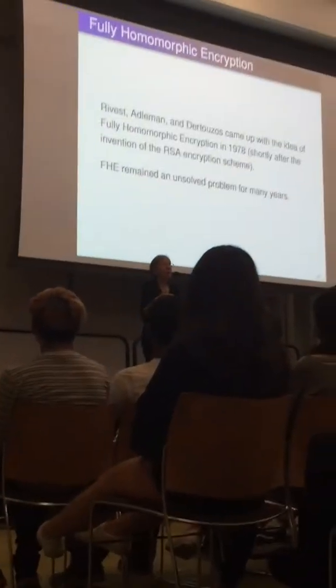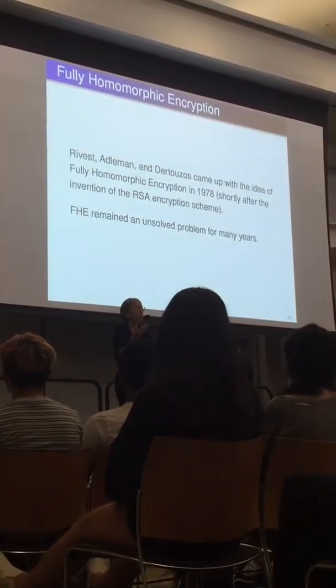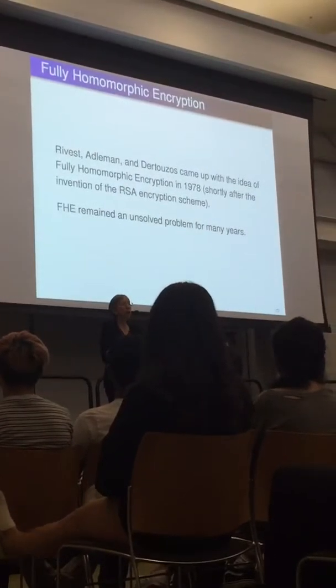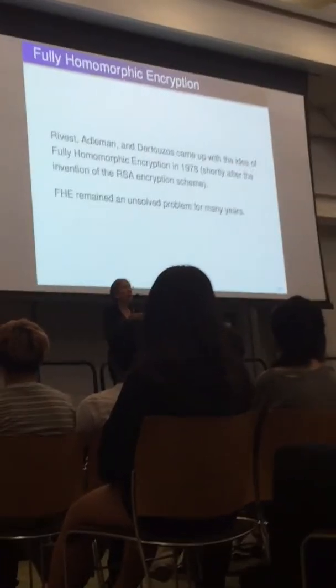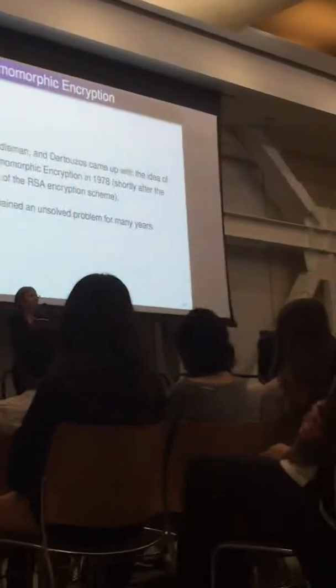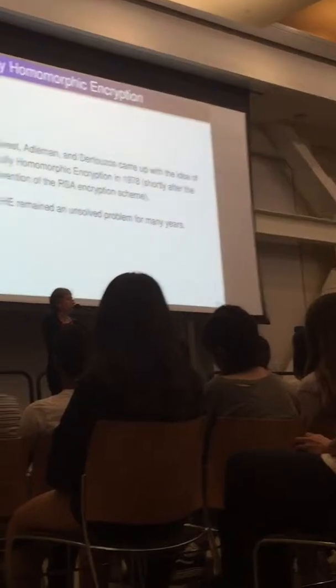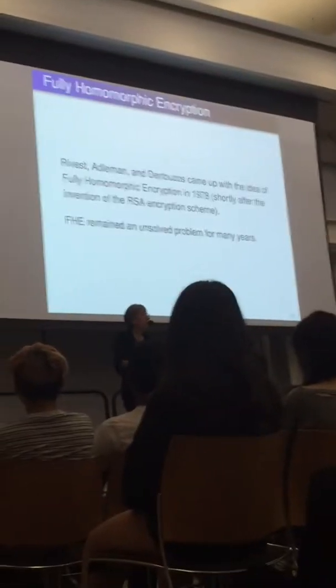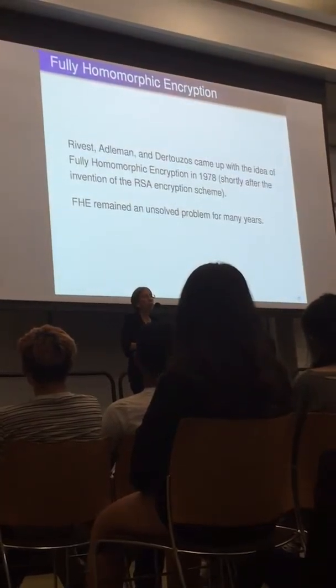So this was presented as a problem or as an open question back in 1978, shortly after the invention of what was called the RSA encryption scheme. How many have heard of RSA? Great, so that was Rivest, Shamir, and Adleman. And two of those people were involved in this idea of fully homomorphic encryption.